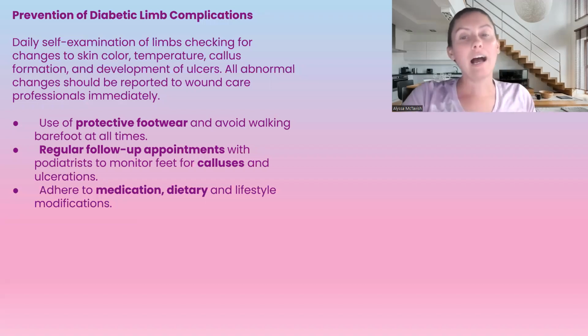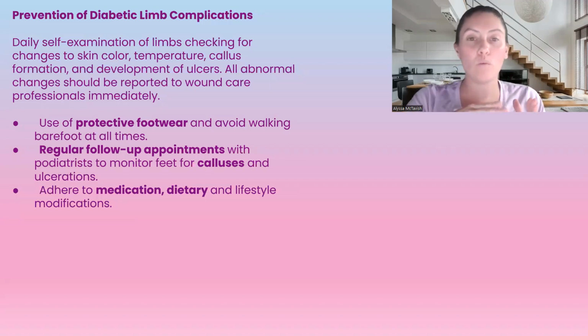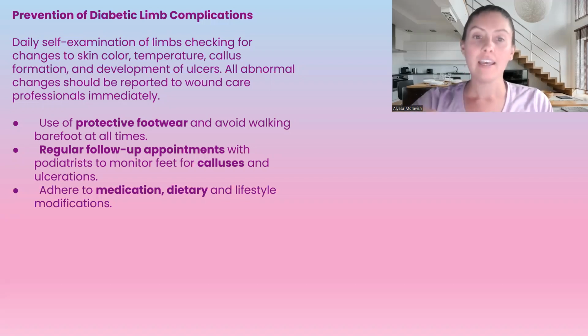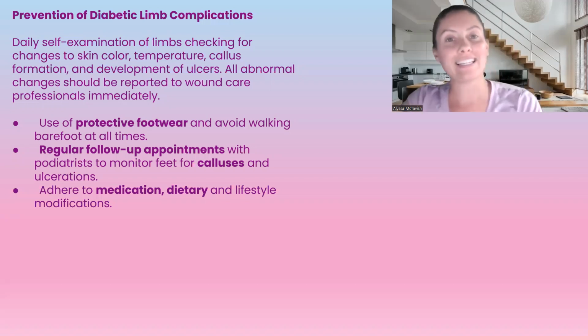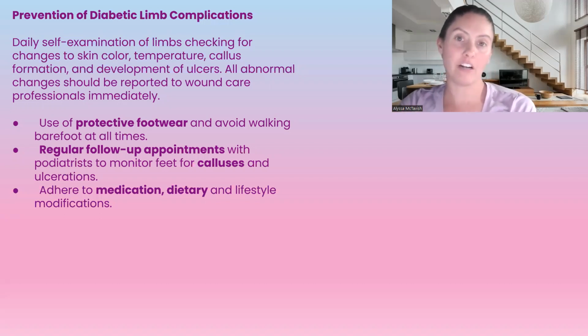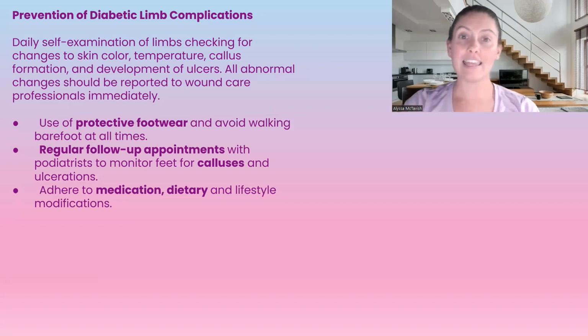So, prevention of complications, okay? We want to teach our patients that they need to be doing daily self-examinations of their limbs. From day one, when somebody is diagnosed with diabetes, this should be started right away. So they're checking for changes to their skin color, temperature, callus formation, development of ulcers. They always need to be looking at their feet. If they notice anything abnormal, they need to report this right away to their healthcare professional.